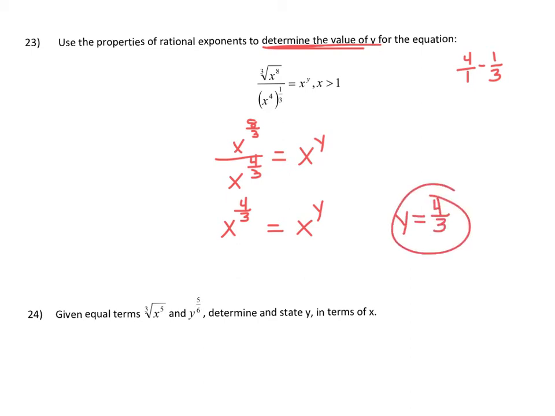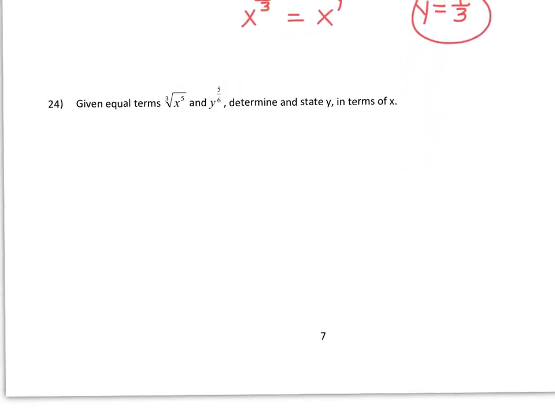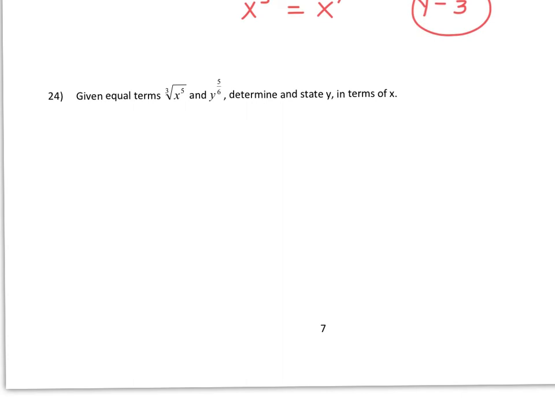All right, so let's now take a look at number 24. It says, given equal terms, determine and state y in terms of x. Okay, so first thing, they're saying that these two terms here are equal. So what I'm going to do is set them equal to each other. So the cube root of x to the 5th equals y to the 5/6 power. Now when it says to determine and state y, that's another way of saying solve for y.